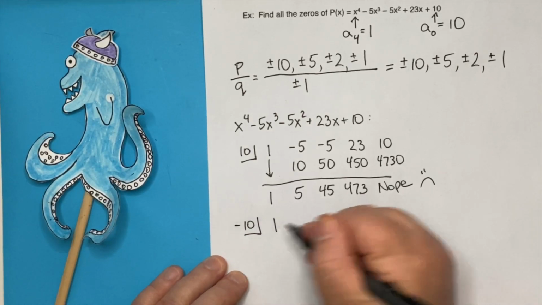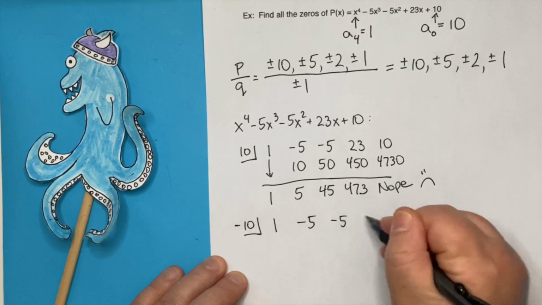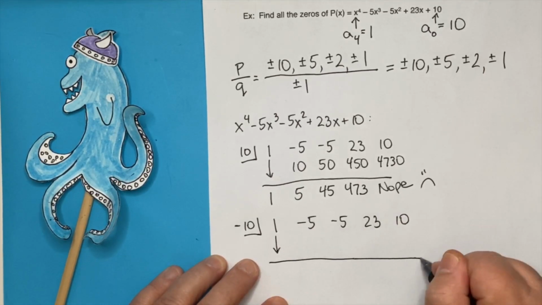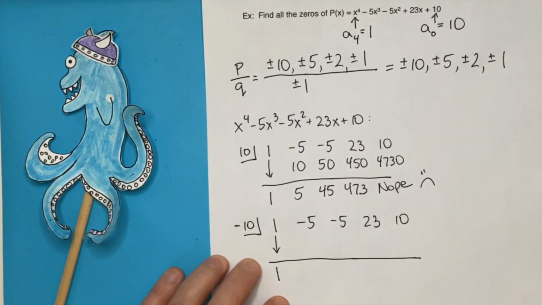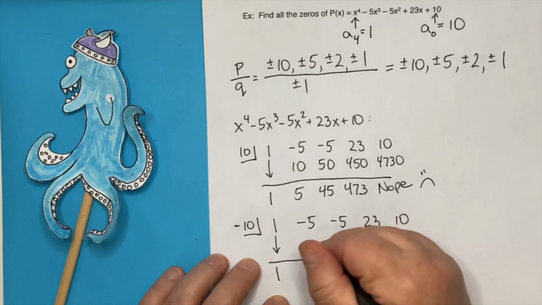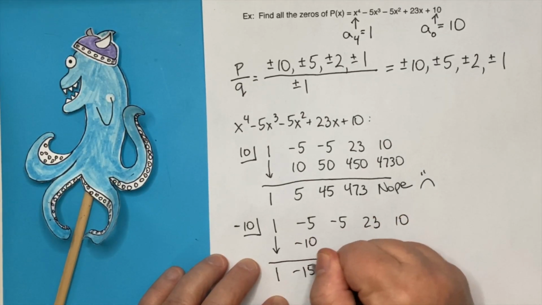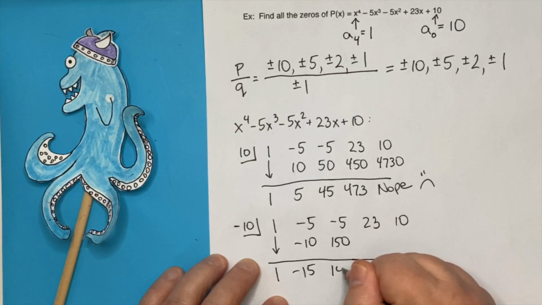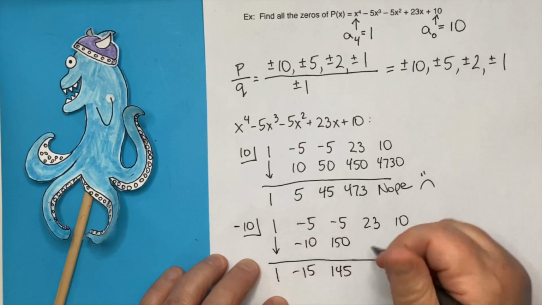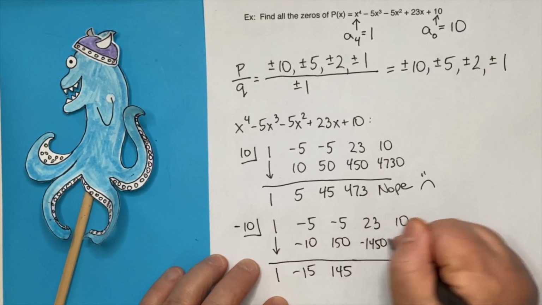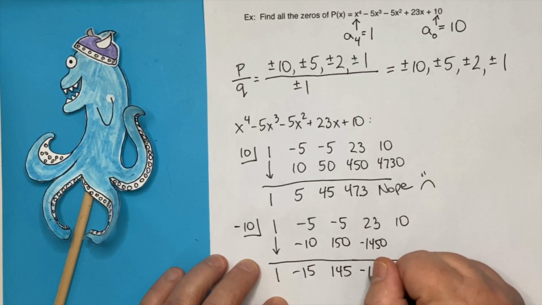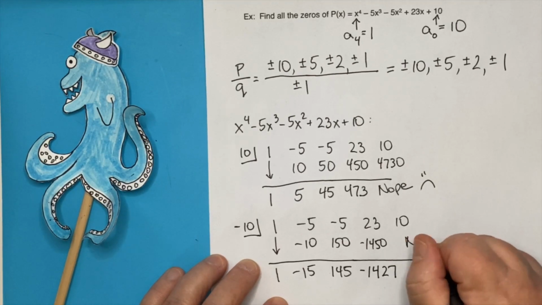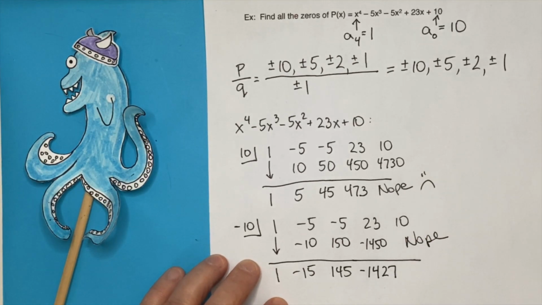Okay, negative 10. Now, if you see one that you think is more likely to work out, then you should do that one. Okay, thankfully we just have synthetic division, which is a lot faster. 1 times negative 10, negative 10, negative 15. Negative 15 times negative 10, 150. 145, oh, this is not looking good. Negative 1450. And then this is what? Negative 1427, and this is a big nope. That's not going to work out either.